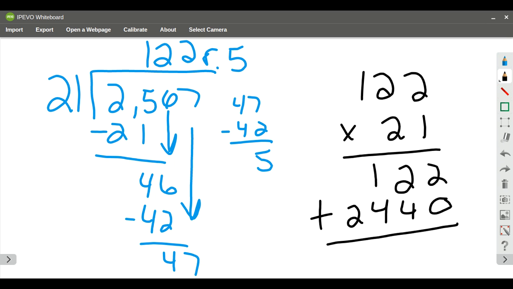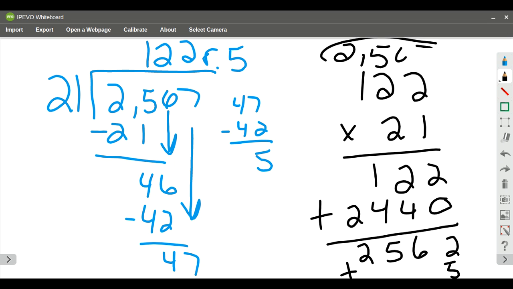Add those together. I get 2,652. Doesn't match 2,567, does not match 2,562. Oh, I forgot to add in my remainder. So I'm going to add my remainder in, plus 5. And when I add my remainder in, I get 2,567. So my answer is correct.